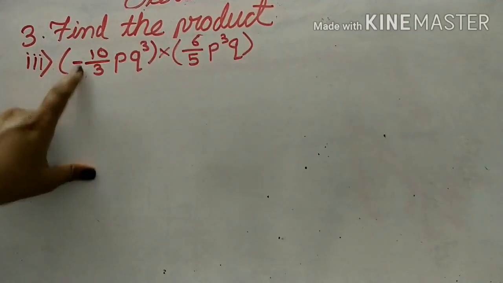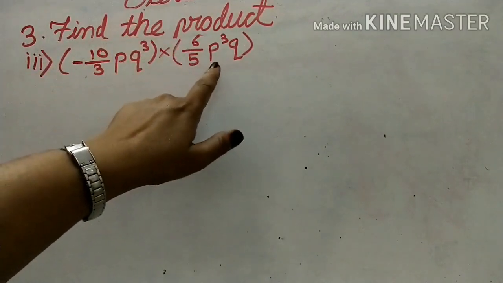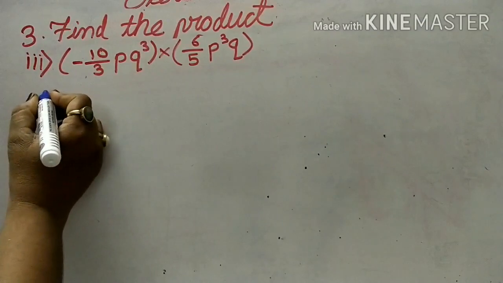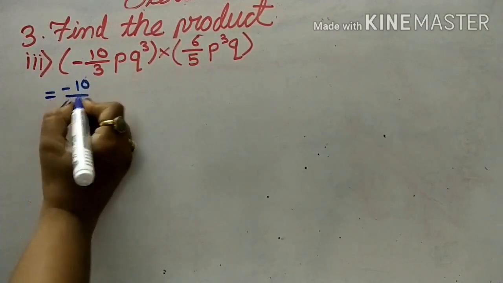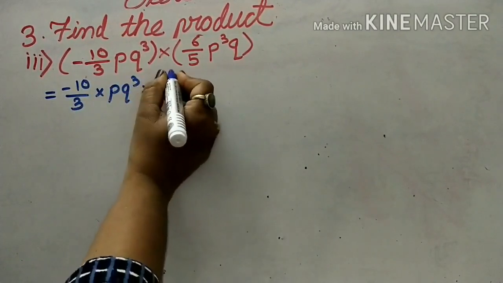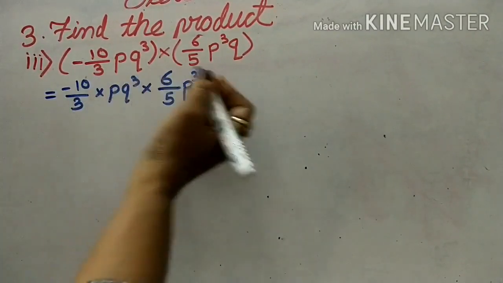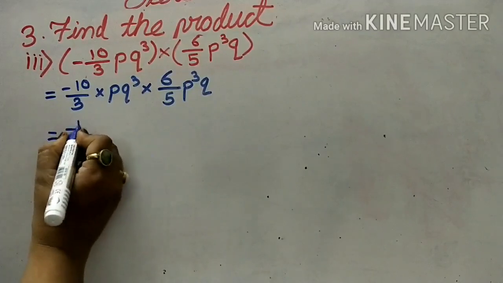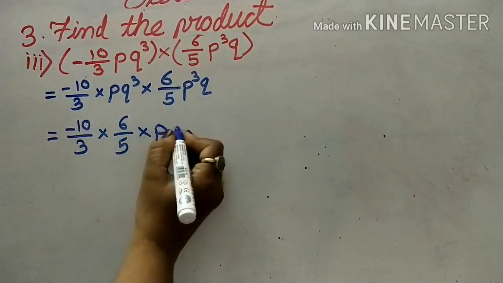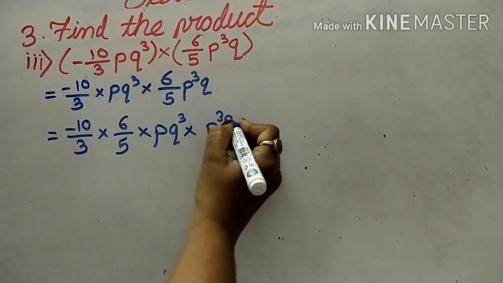Third one, minus 10 by 3 p q raised to 3 into 6 by 5 p raised to 3 q. So, next we have to multiply: is equal to minus 10 by 3 into p q raised to 3 into 6 by 5 p raised to 3 q. Now variable one side and constant one side is equal to minus 10 by 3 into 6 by 5 into p q raised to 3 into p raised to 3 q.